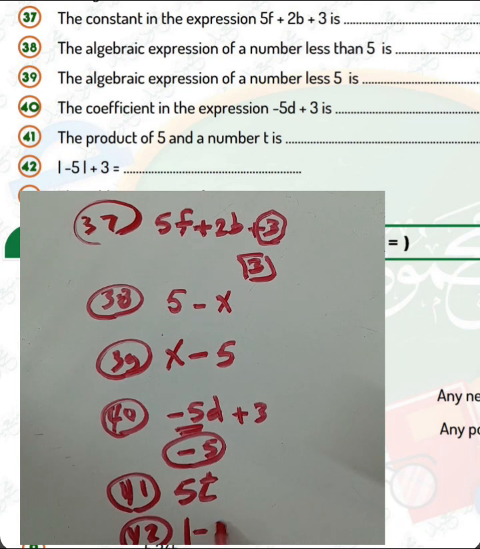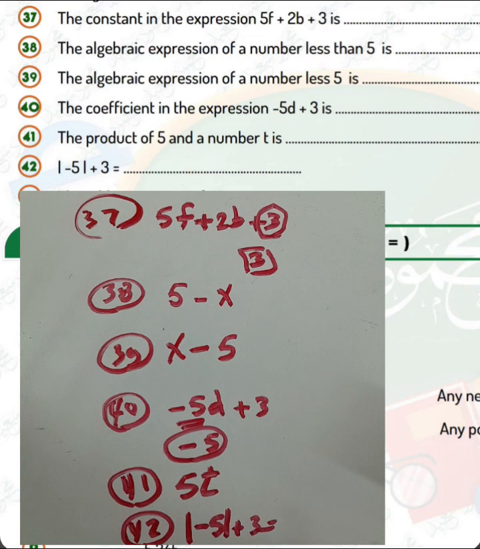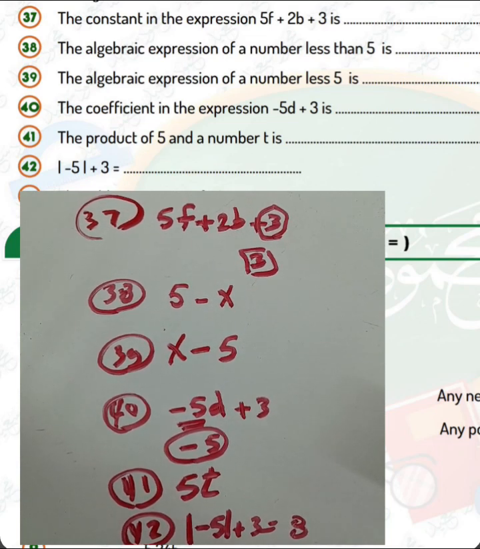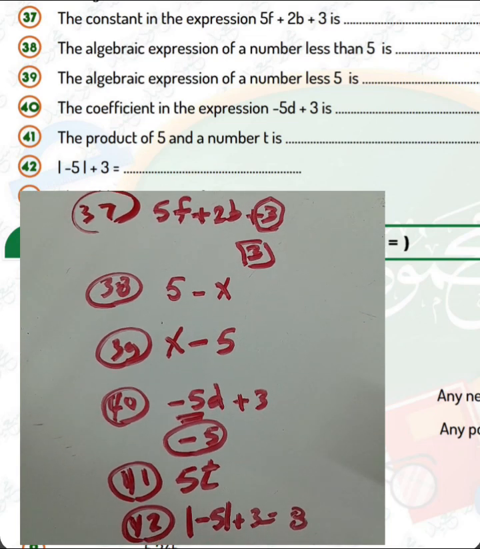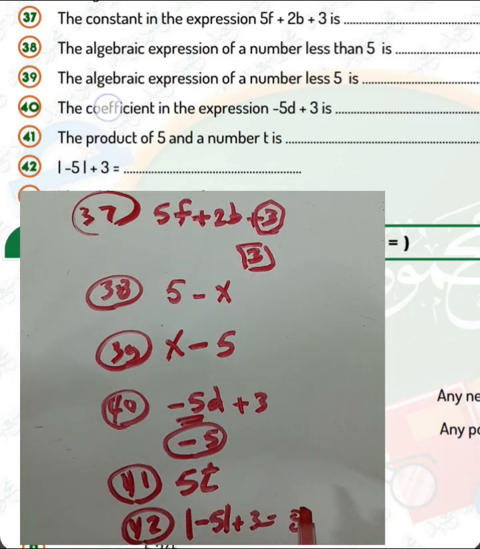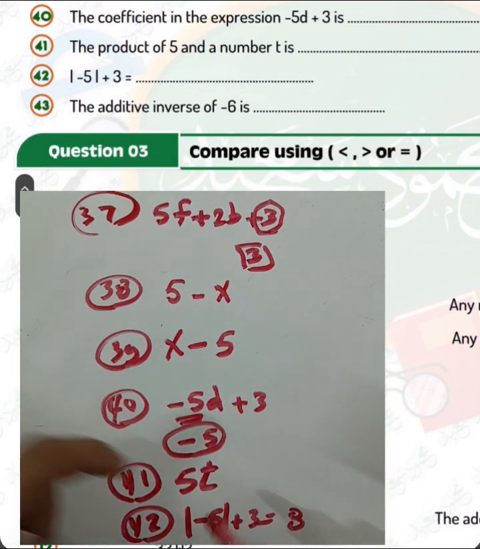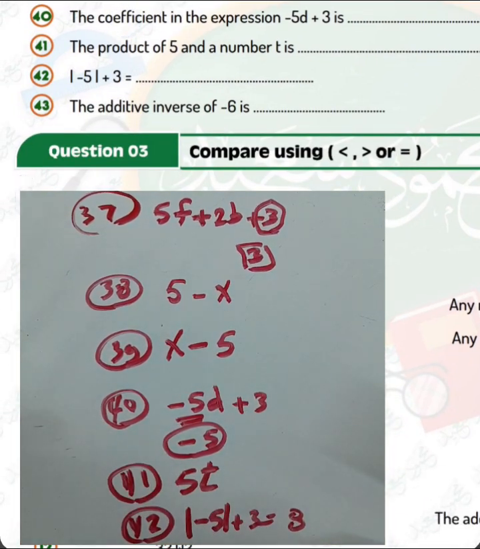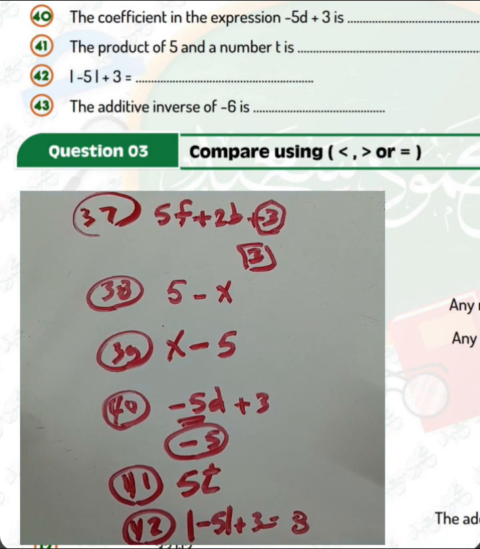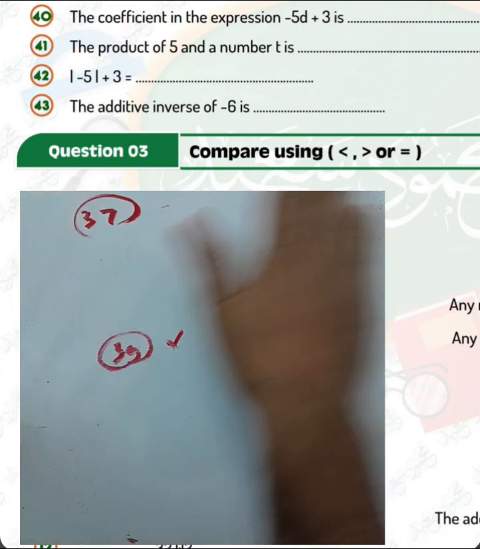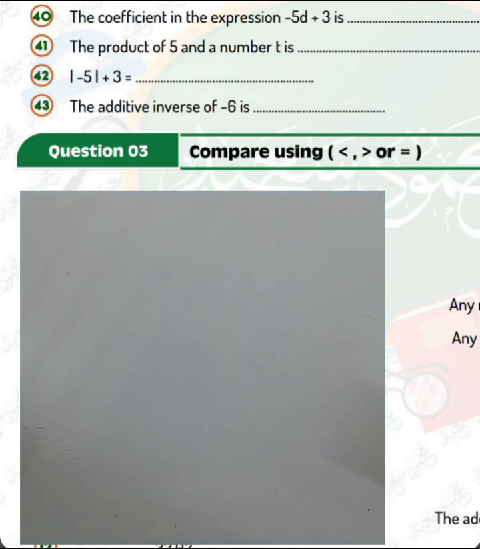Question 42. Absolute value of negative 5 plus 3, it will be 5 plus 3 equals 8. The result here is 8. Question 43. The additive inverse of negative 6, it will be 6. Additive inverse of negative 6 here, it will be 6.